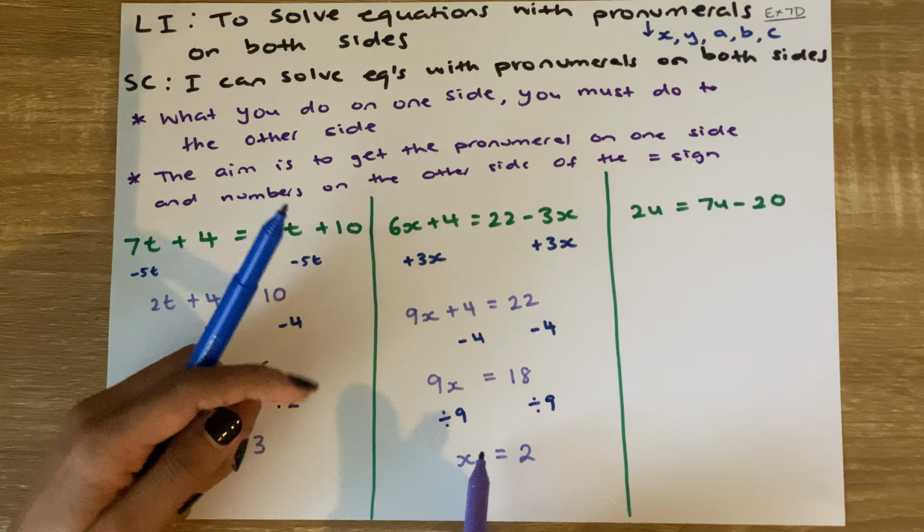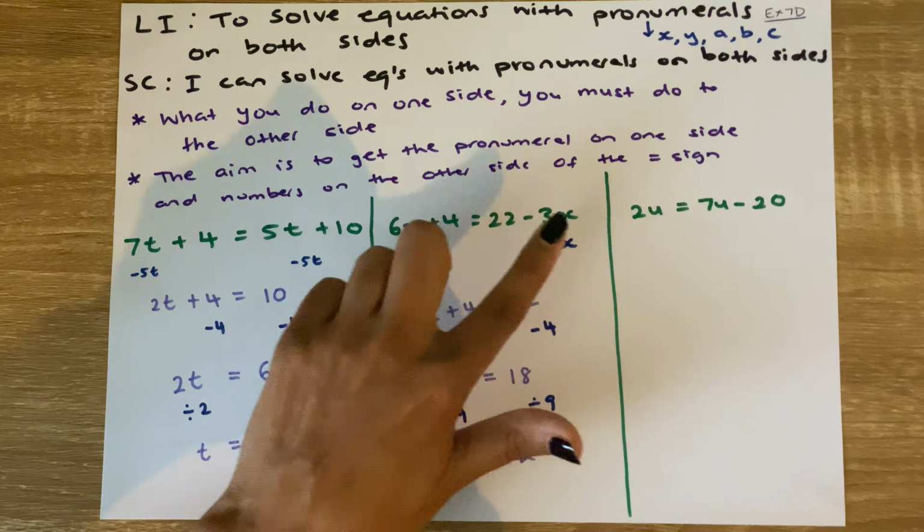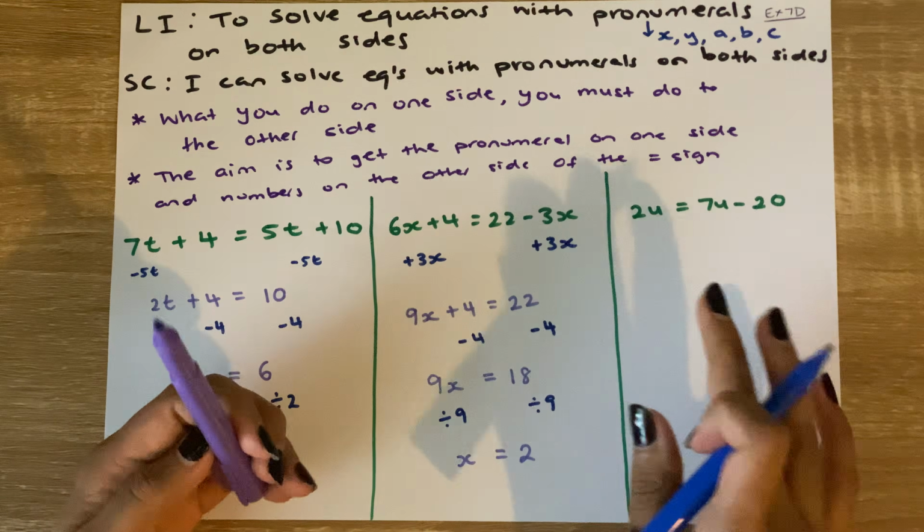So if I go and substitute x equals 2 into here, my answer on my left side should be equal to my answer on my right-hand side. Okay, final question over here.